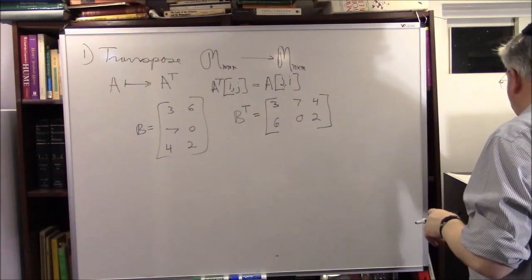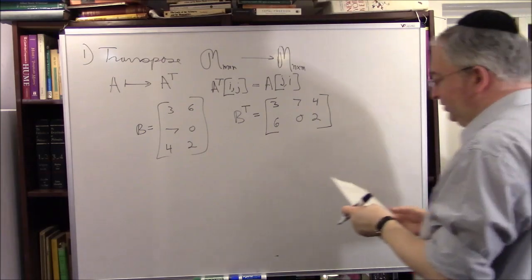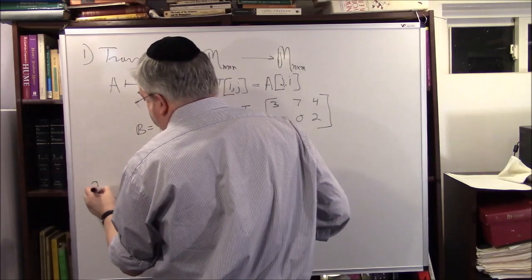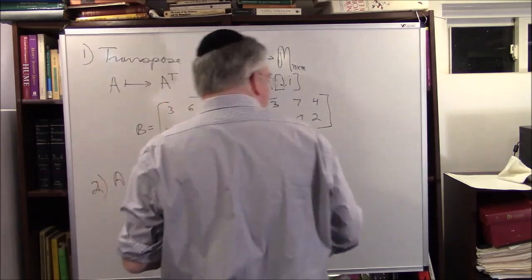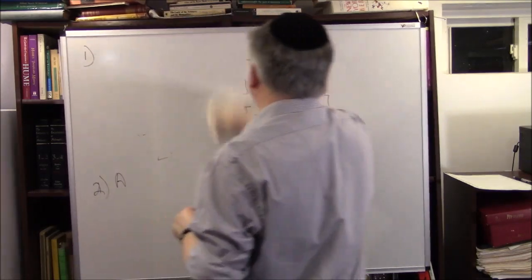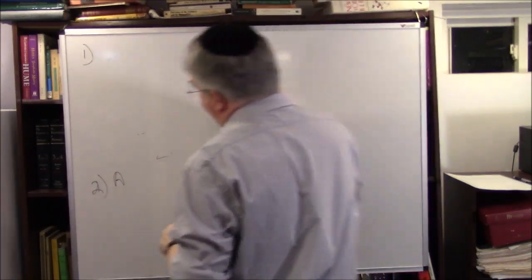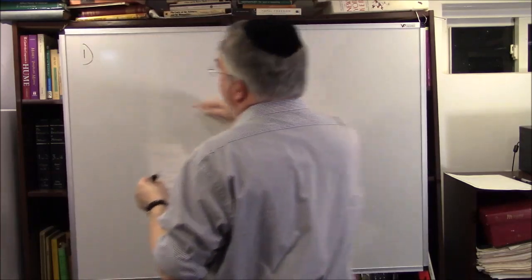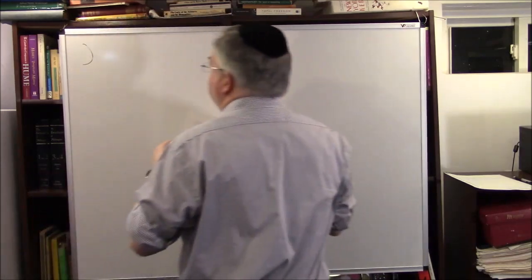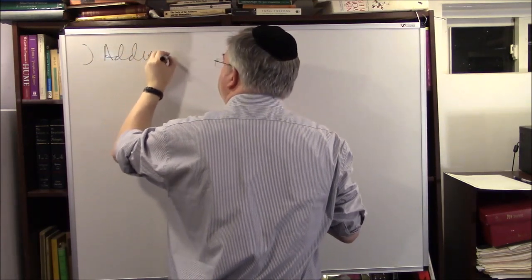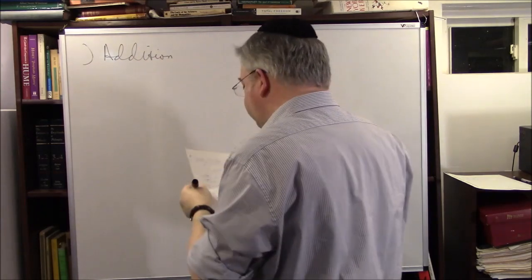Actually, all the operations are pretty simple. So let's do the next one. The next operation is addition. You know what? I want to write up on top. I like writing on top. Okay, the next operation is addition, and it's the world's simplest operation.